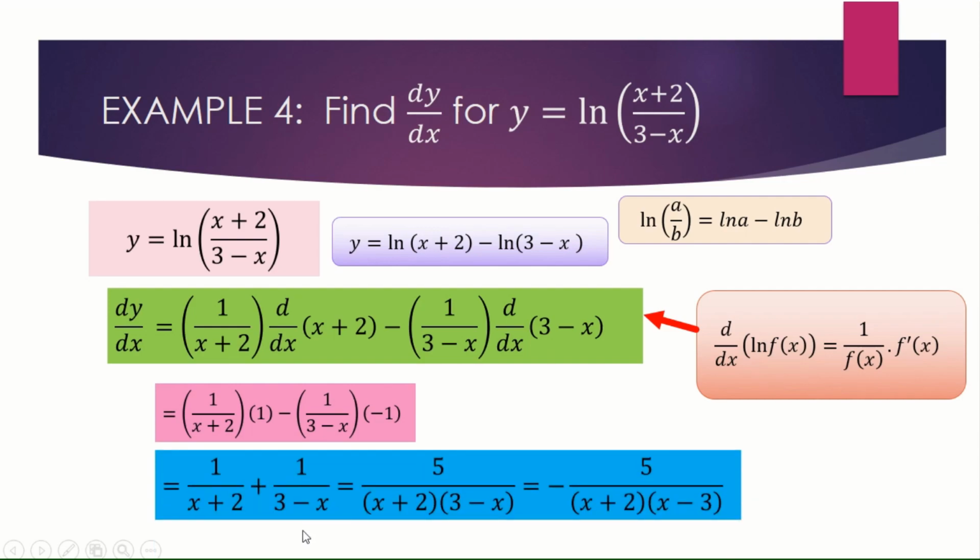Alright, so if we write back, we can write as 1 over x plus 2 plus 1 over 3 minus x. Or if we simplify, towards the end, we can write it as negative 5 over (x plus 2) multiplied with (x minus 3).